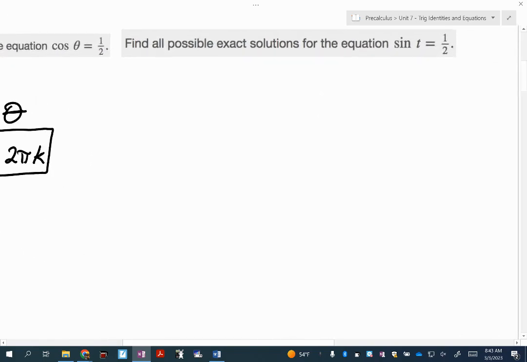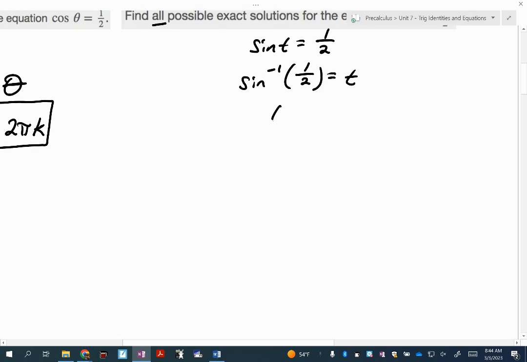All right, let's go to the next one. It says find all possible exact solutions for the equation sine of t equals 1/2. Now, again, this is already isolated. We don't have anything in front of the sine or behind the sine, so it's very similar to what I just did. I'm going to go sine to the negative first power of 1/2 equals t. And again, I'm hopeful that we know this one. The sine of pi over 6 is 1/2. So this is one of my solutions.